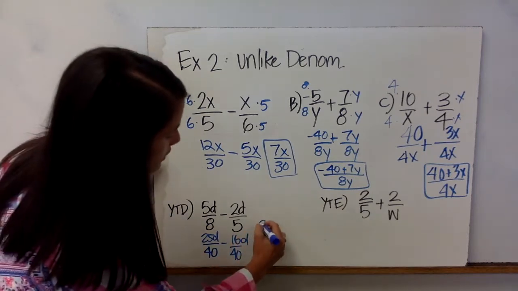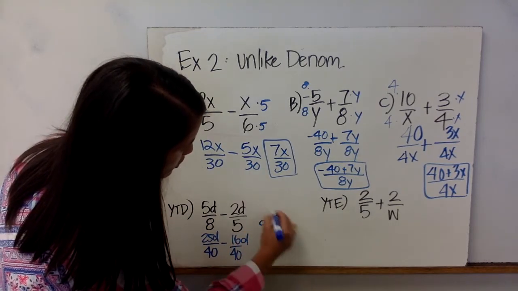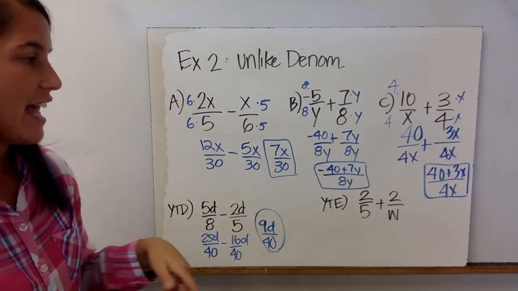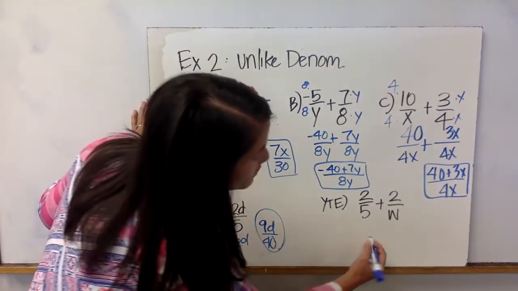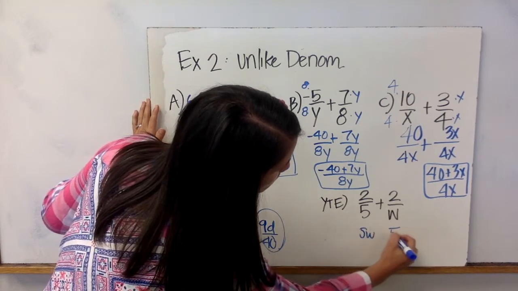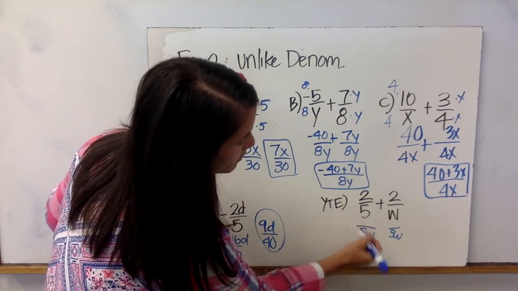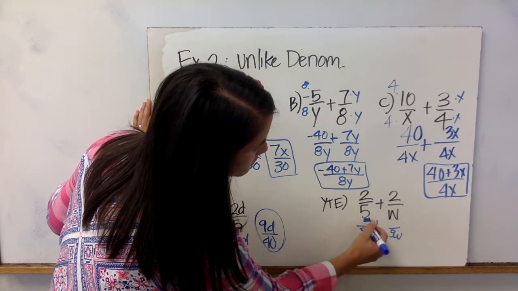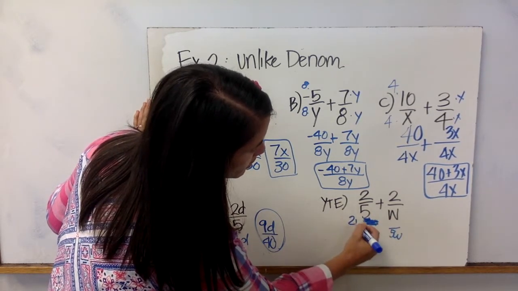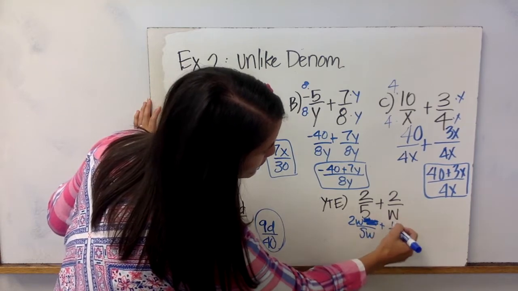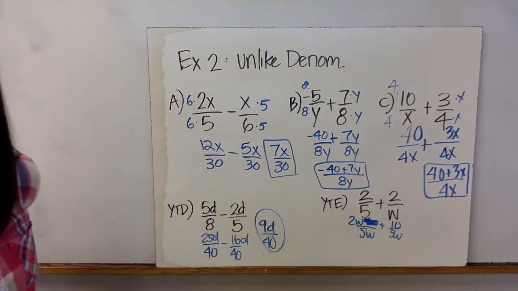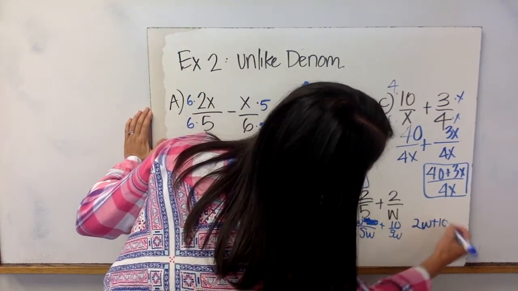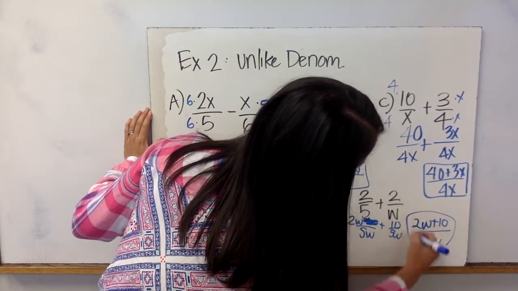Okay, so 9d over 40 should be your answer. 9d over 40. And then over here, our common denominator should be 5w. I have 4w. Whoops. 2w. And over here I have 10. And so my final answer would be 2w plus 10 over 5w.